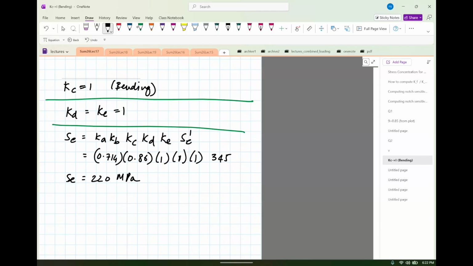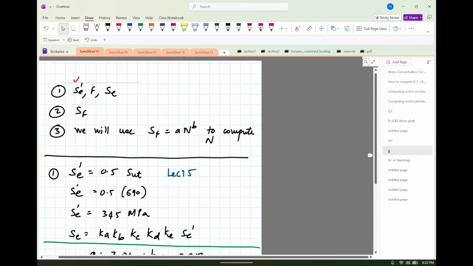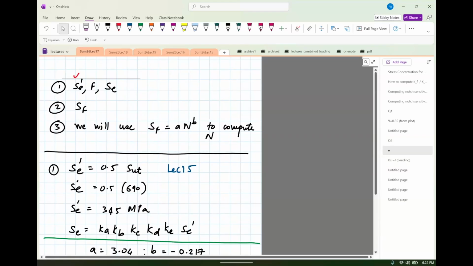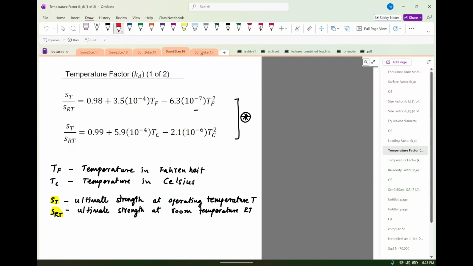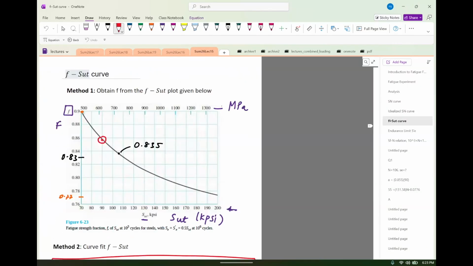Okay, now let's move on to computing F. So we've got SEF, what remains is F, and let's see what F depends on. F should be here, F SUT curve. This is the easier one. So this depends on SUT only, and SUT is 690 megapascals.